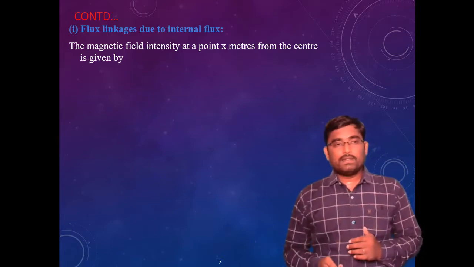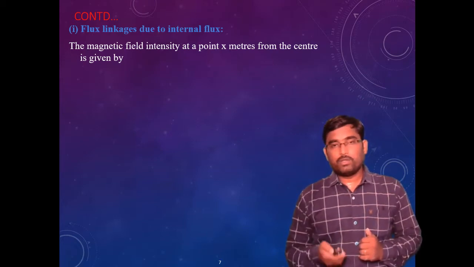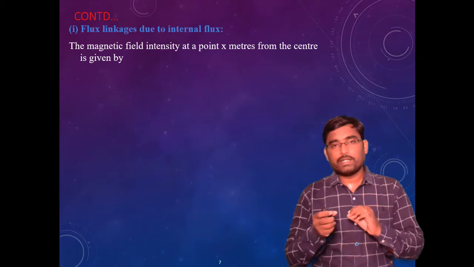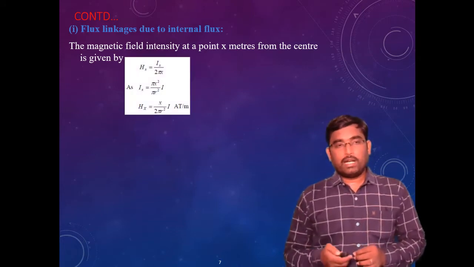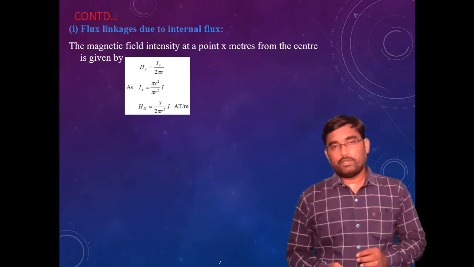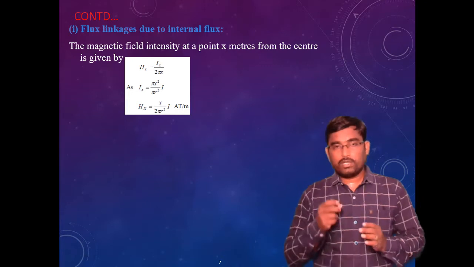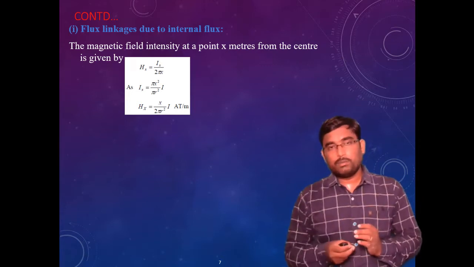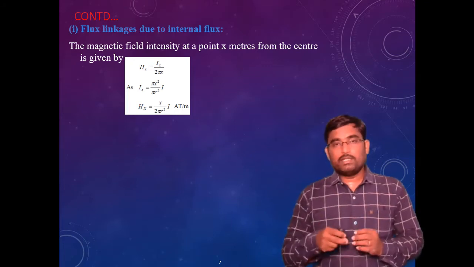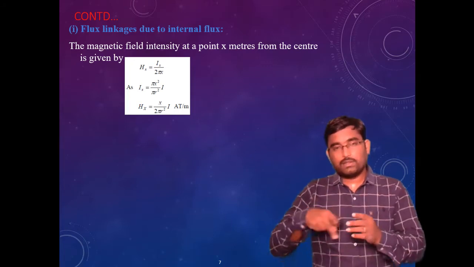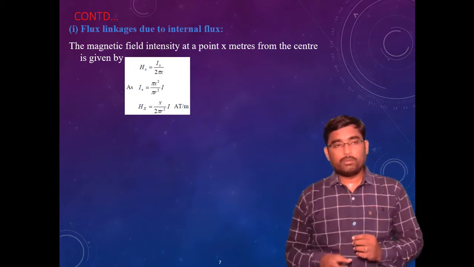The magnetic field intensity at a point x meters from the center inside the conductor is Hx equals Ix by 2πx. We know that I by 2πr is the field intensity H; now we are writing the field intensity at a point x meters from the center. That's why Hx equals the current at that point, Ix, divided by the perimeter at that point, 2πx. So Hx equals Ix by 2πx.